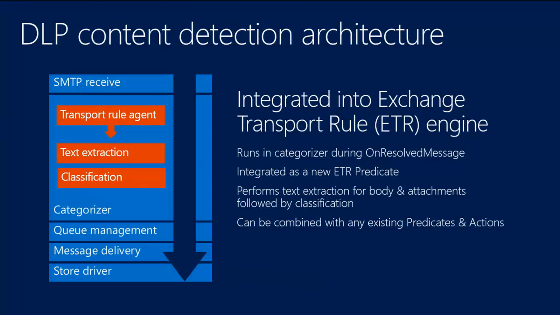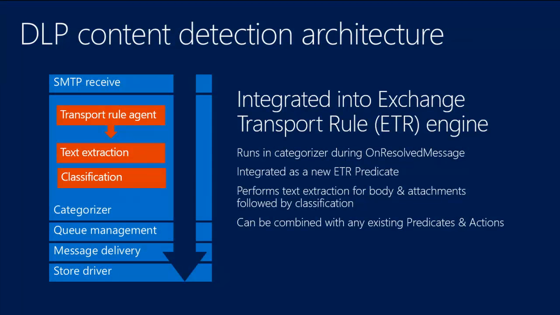The DLP capabilities build right into that, where you can start using any of the other predicates or conditions together with a new one called message contains sensitive information, and then you say what kind of information you're looking for. Is it credit cards? Is it social security numbers? Is it employee IDs? And you also get to leverage all the available actions that are part of transport rules as well. The basic processing is, as we receive messages on the back end, the transport rule agent is invoked as part of the categorizer, and we will perform text extraction as the first step.